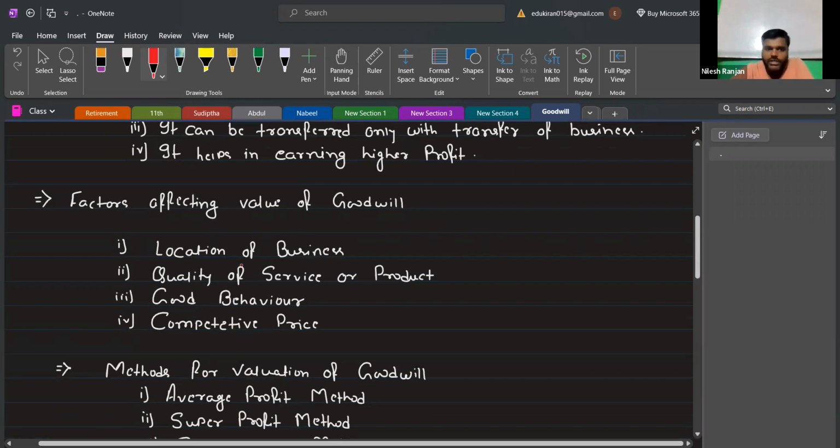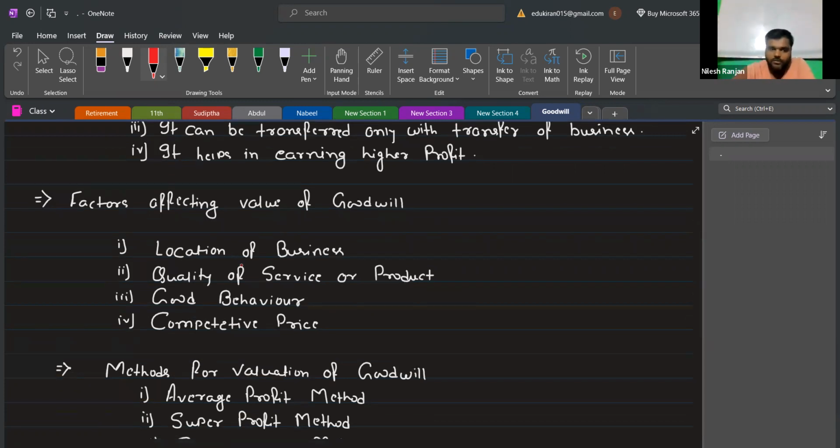The next point is factors affecting the value of goodwill. In this chapter, this part is most important. You can say VVI, a very important topic. So which factors affect the value of goodwill? The first one is location of business.